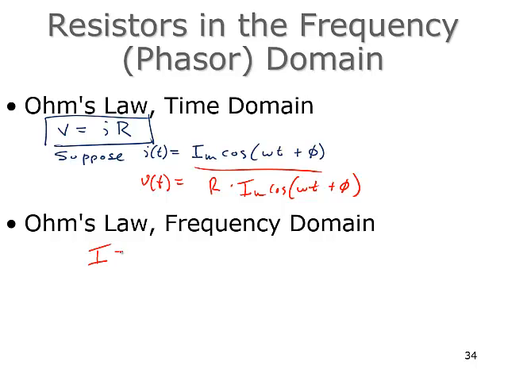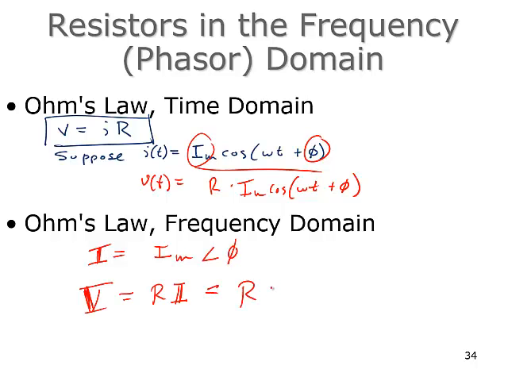And the same is true in the frequency domain. If we think about this current as a phasor, it would have a magnitude of Im and a phase angle of phi, which is this guy right there. And in the phasor domain, the voltage associated with that current is going to be R times the phasor I. I'll bold these a little bit, make them stand out so we don't mistake them for anything else. Which means that the voltage is going to be R times Im with an angle of phi. And this is the same effect as in the time domain.